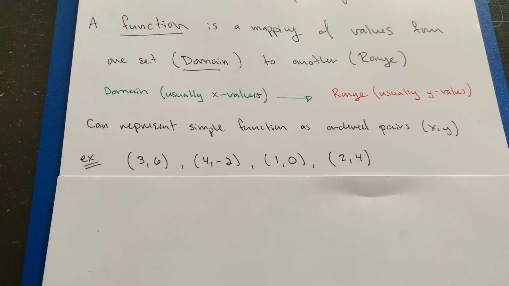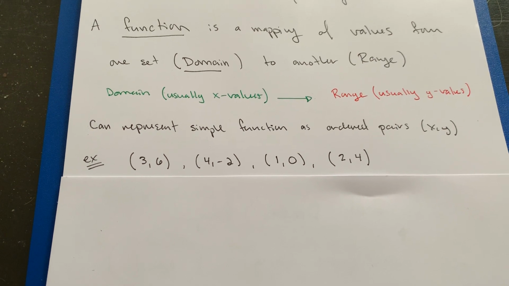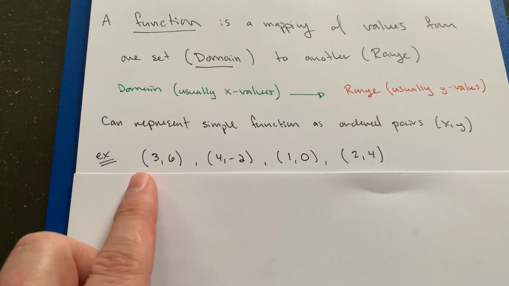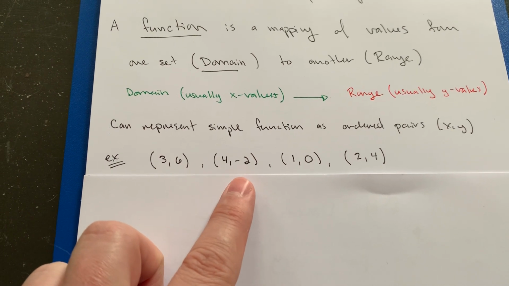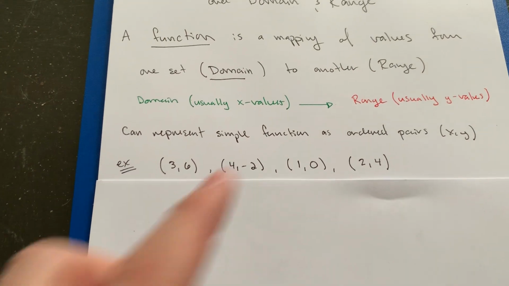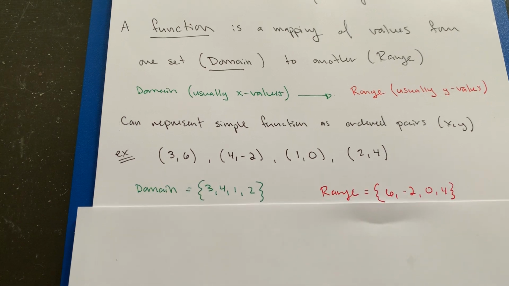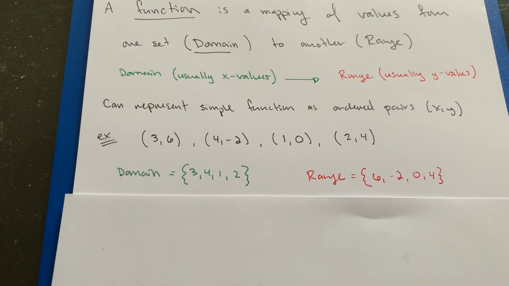So if I list some individual pairs, in this case (3, 6), (4, -2), (1, 0), and (2, 4). The idea here is the 3 maps to the 6, the 4 maps to the -2, the 1 maps to the 0, and the 2 maps to the 4. And so what I can do from these pairs is pick out all the domain values and all of the range values.